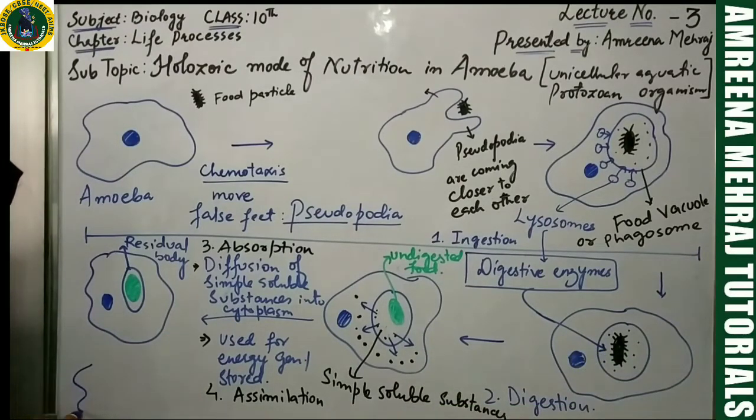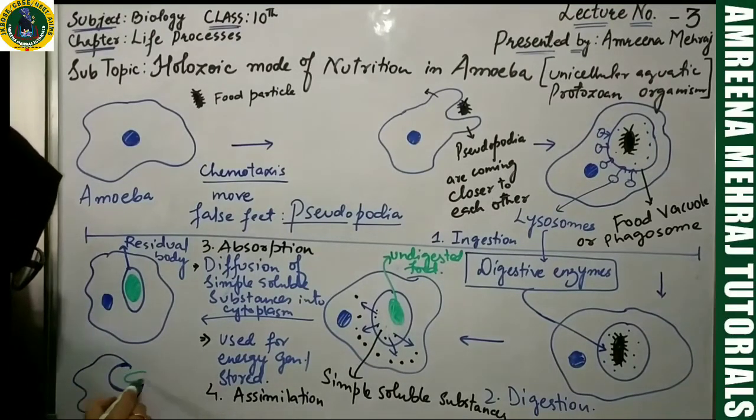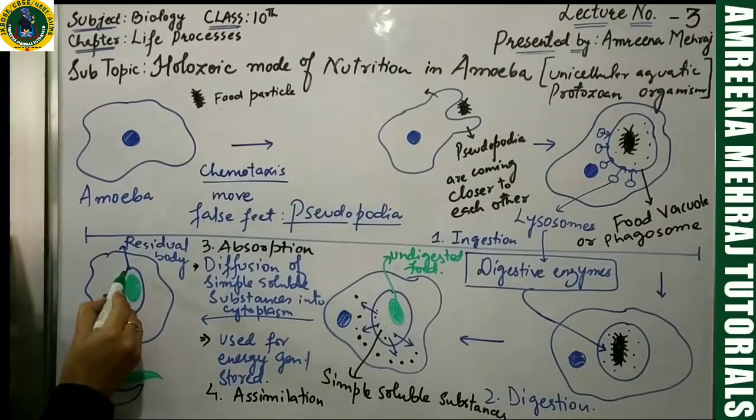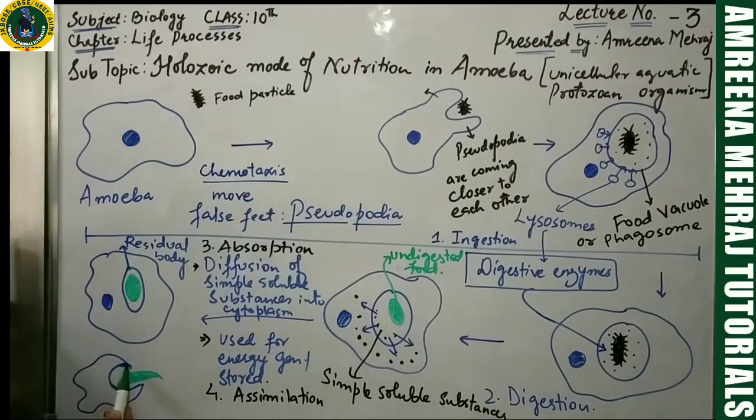Suppose it moves in this direction. What happens is that at a certain point this food vacuole, the residual body, will come in contact with the plasma membrane. The point where it will come in contact with the plasma membrane, it will eject the waste outside, and this membrane, the blue colored membrane, will be supplied back to the plasma membrane. This is the nucleus over here. This is the step where the waste is removed.